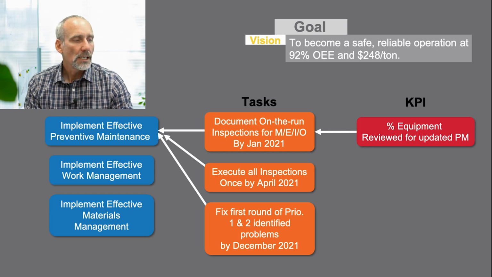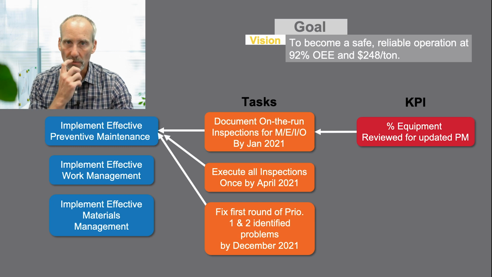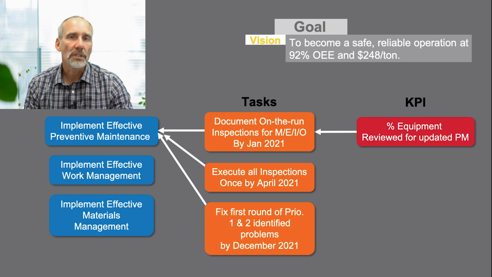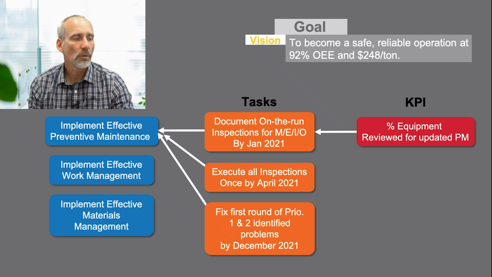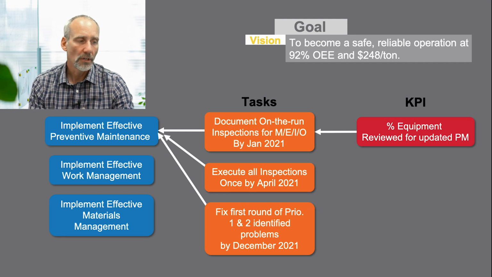In this example, I have selected that we need to do all the on-the-run inspections for mechanical, electrical, instrumentation operations. We need to document those by January 2021. Another goal would be to at least do all the new documented, refreshed inspections by April. And then what we're going to do is fix all the priority 1 and 2 problems by December. So at this point we have the goal. We say we want to go to 92% OEE. We think that we can improve that by improving our preventive maintenance, and the tasks that we've decided to focus on are these 3 tasks.